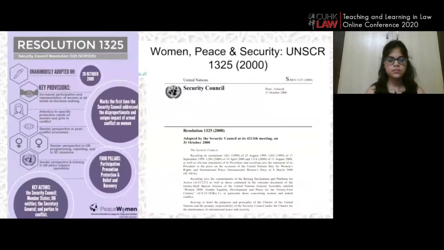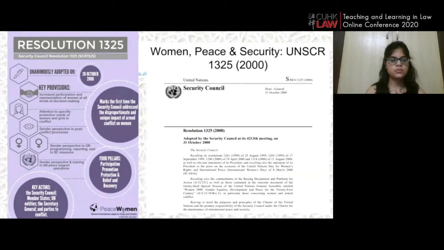And the relief and recovery pillar urges UN member states to think about unique gender needs during conflict relief and recovery measures. So examples are providing health services and trauma counseling to survivors of rape and assault, or considering the unique needs of girls and women when designing refugee camps.